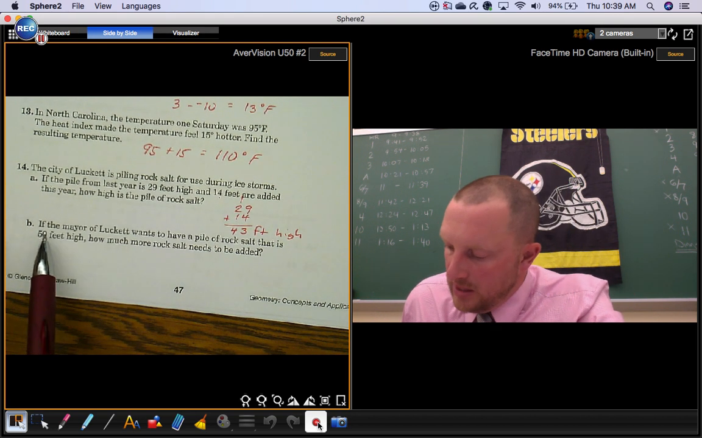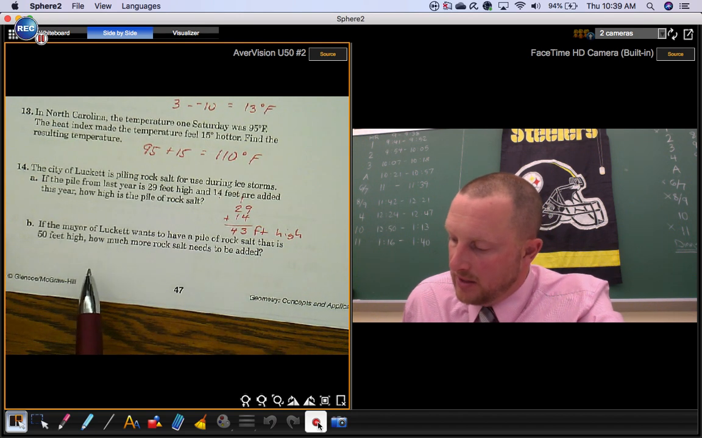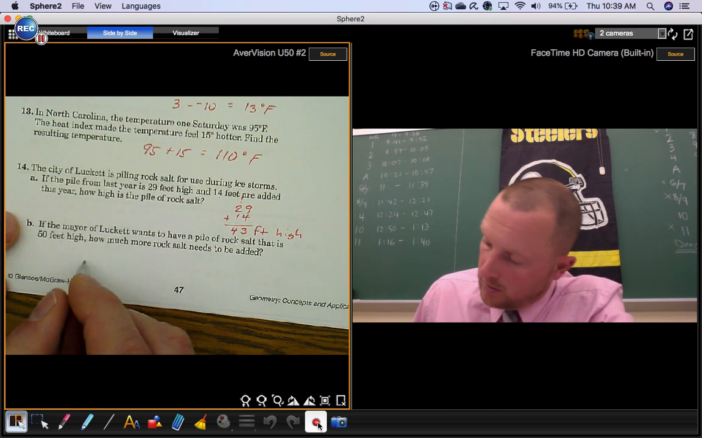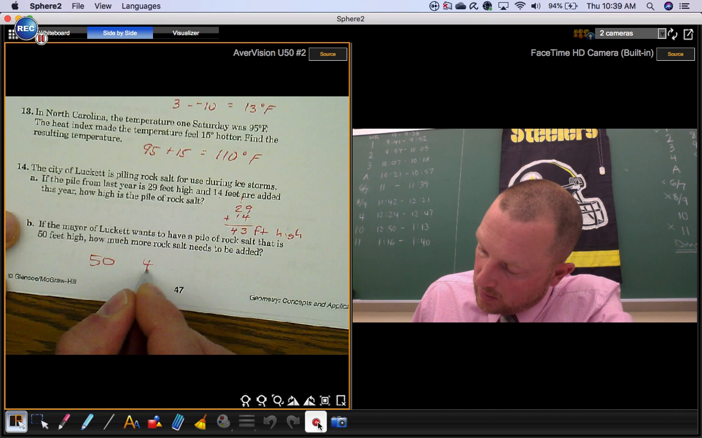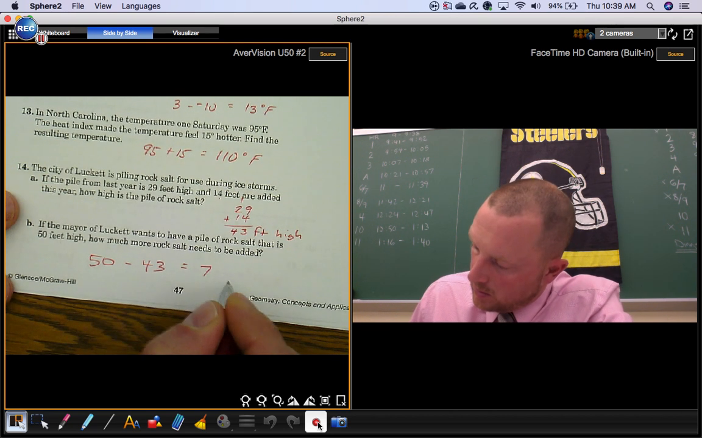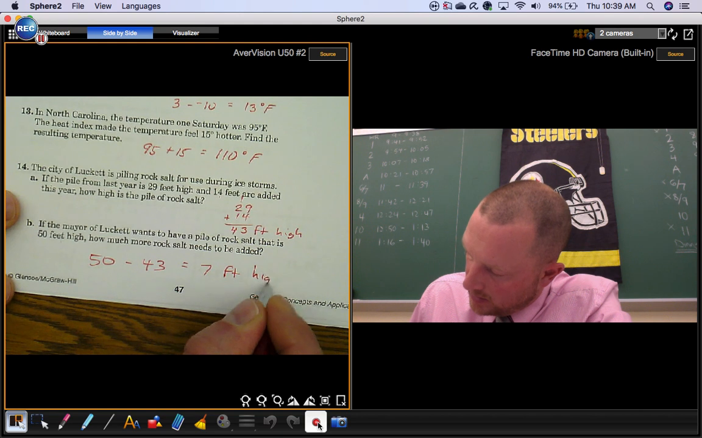For part B, if the mayor of Luckett wants to have a pile of rock salt that is 50 feet high, how much more rock salt needs to be added? Well, we're at 43 now. We want 50. How much further do we have to go? We need 7 feet higher.